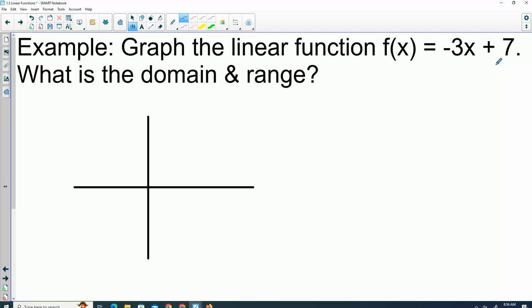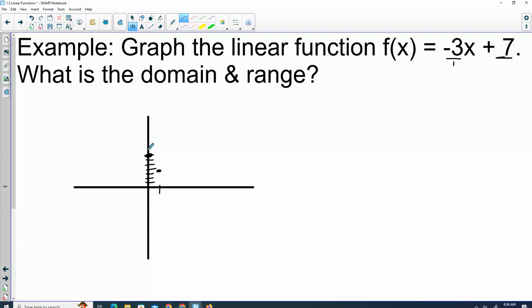So when I graph this, where do I start? From our origin, 0, 0, our y-intercept is 7, so we go up 7. So we hit our y-axis at 7. Slope is negative 3. What does that mean? You can think of it as negative 3 over 1. So you go from your y-intercept down 3 and right 1.